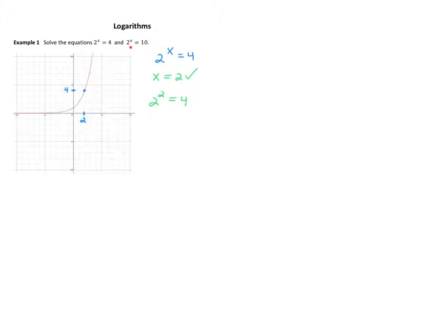But what about this other one? 2 to the x is equal to 10. I don't know if it'll be as easy as the one that we have here, but you can take the same approach. Here's where the graph is equal to 10. It refers to this spot here. Its corresponding x value is down here. So what is that? The problem is this does not fall perfectly on an integer.